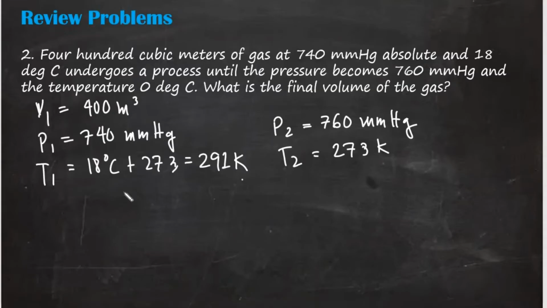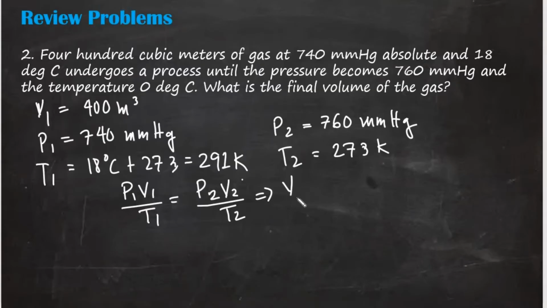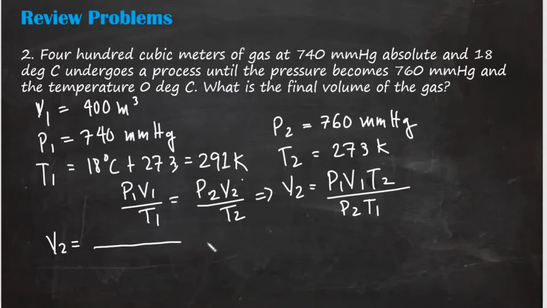Now here we will apply the combined gas law. P1V1 over T1 is equal to P2V2 all over T2. And from this, we can solve for V sub 2. And V sub 2 would be equal to P1V1 times T2 all over P2 times T sub 1. Okay, so we will solve it here.